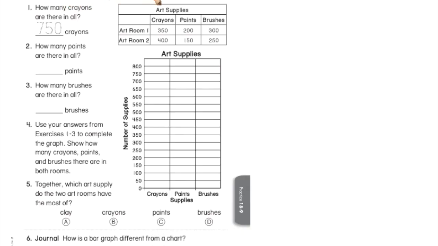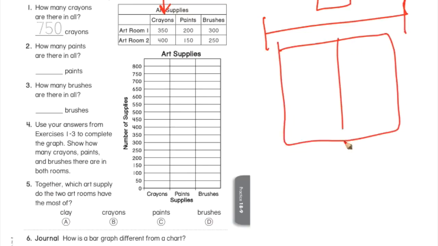It says use the chart to answer the questions. The first question says, how many crayons are there in all? In order to do that, I would need to look at this table, at the number of crayons. I know there's 350 in art room 1 and 400 in art room 2. It says how many are there in all? So I know it's two parts, and I'm putting them together to figure out what the whole is. This part is what I don't know, and I know the two parts are 350 and 400.